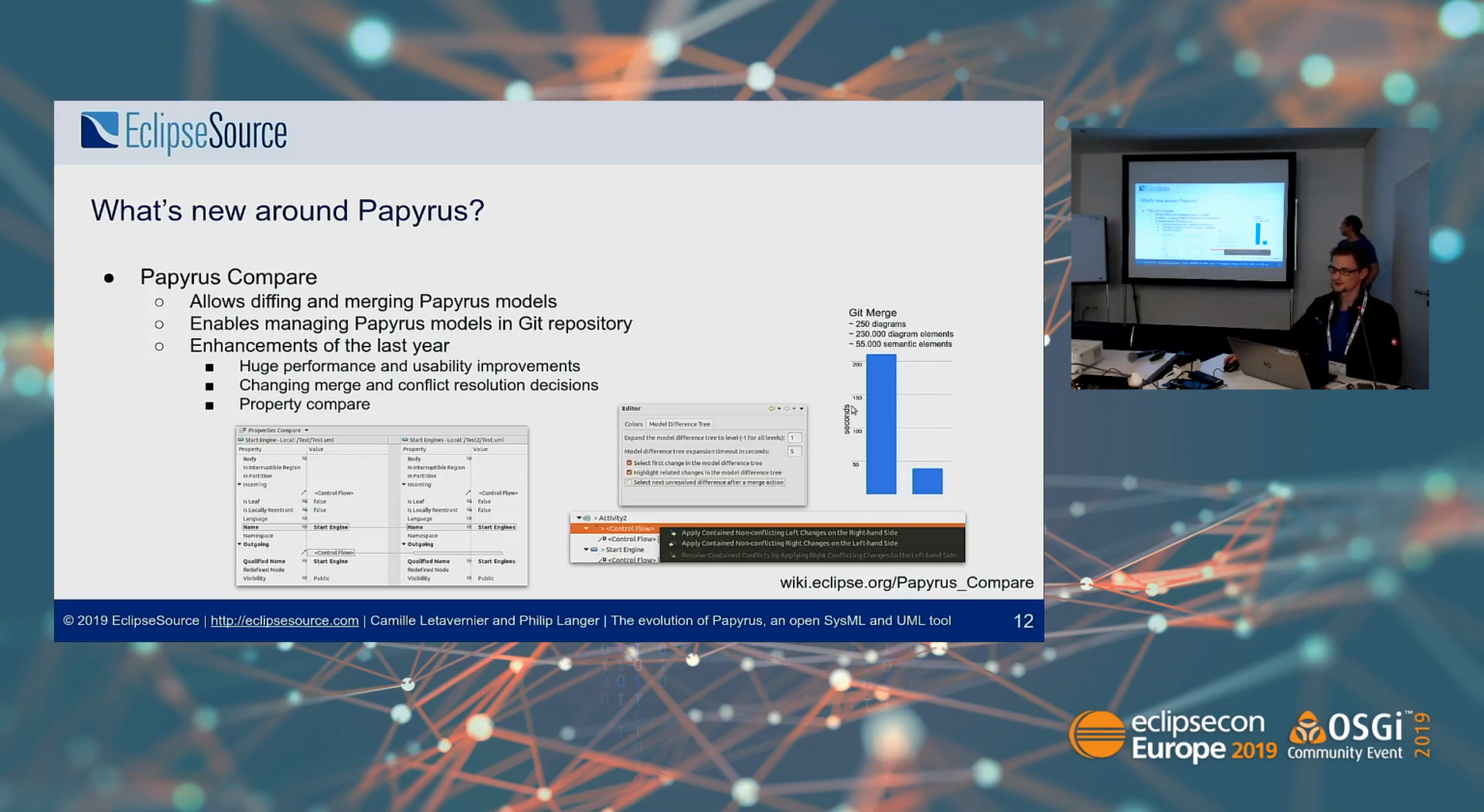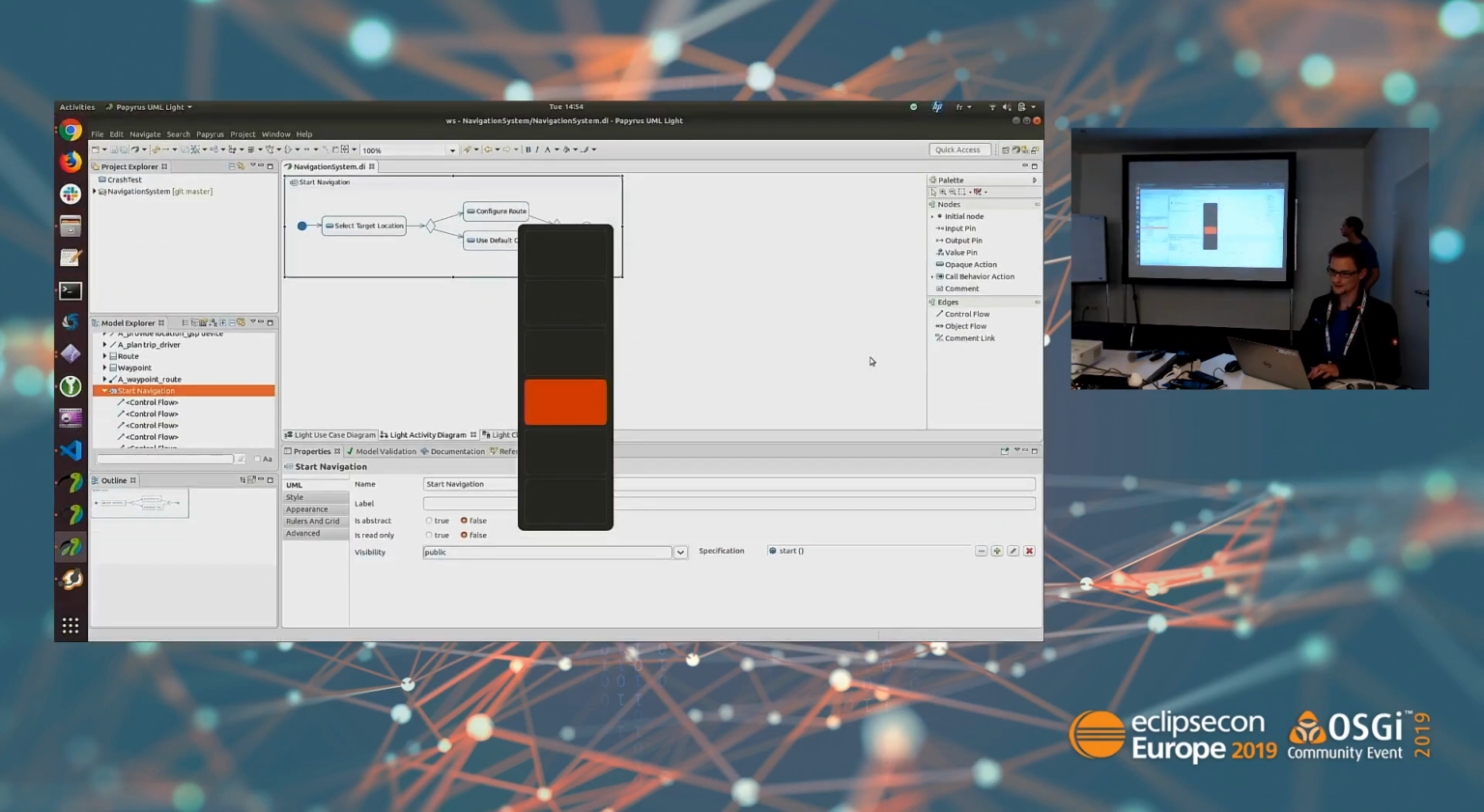So here you see the time needed for merging two versions of a model with 250 diagrams and 230,000 diagram elements. It took more than 3 minutes with the last version, and with the new version it only takes 40 seconds now, which is still a little bit of time, but considering that you have like 250,000 elements, it's already in quite good shape. I just want to show you very quickly how that looks.